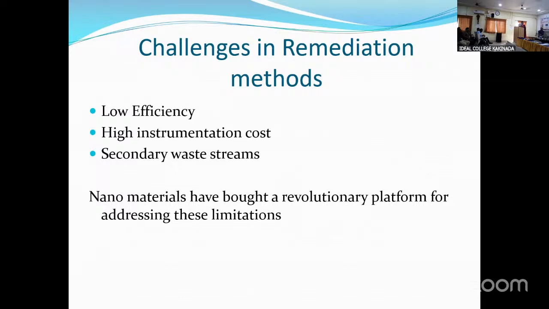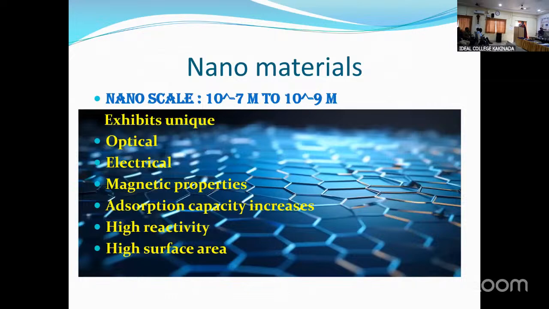Now, we look at what nanomaterials are. So, next slide. So, nanomaterials, I think from yesterday you are following this topic. Nanomaterials are the materials whose size is from 10⁻⁷ meters to 10⁻⁵ meters. We call it nanoscale. Whenever a normal substance is brought to the nano level, it exhibits exceptional properties. Those properties include the optical properties.